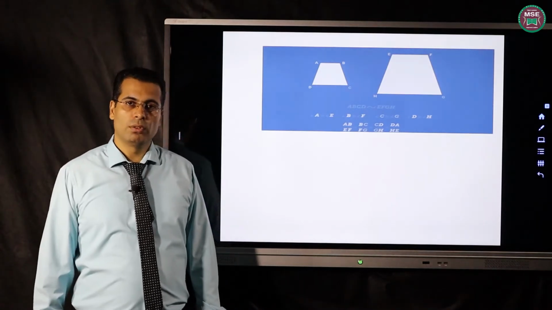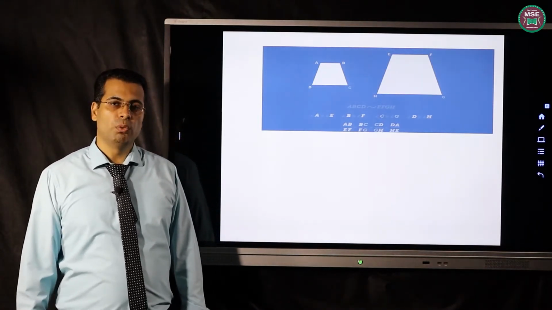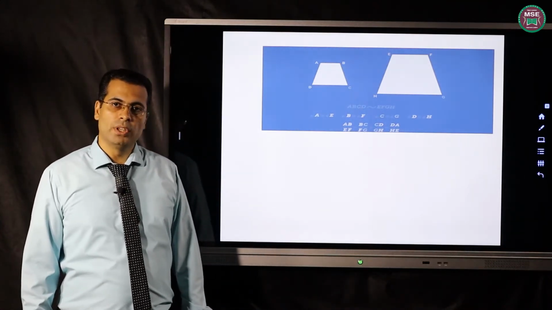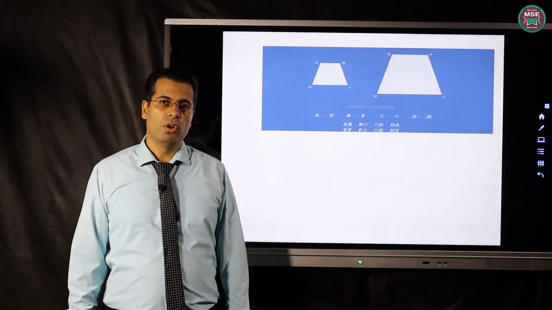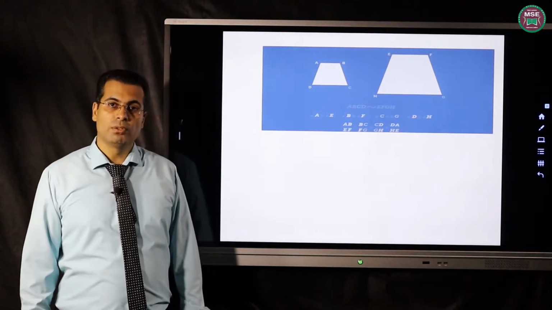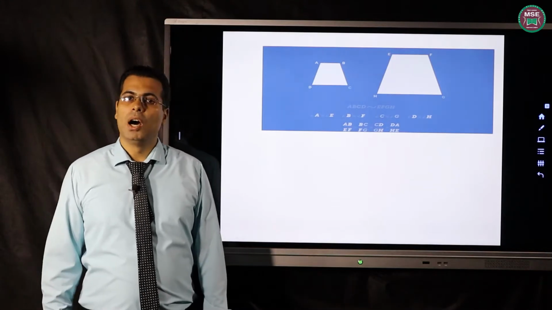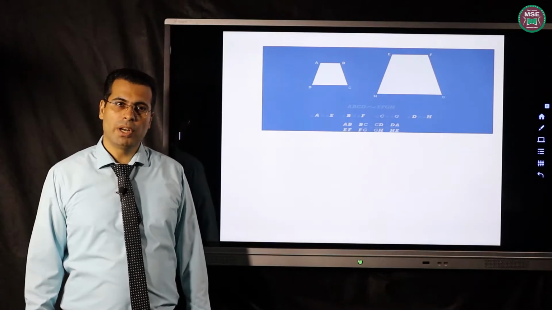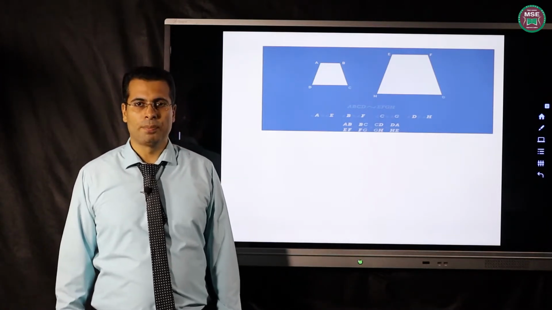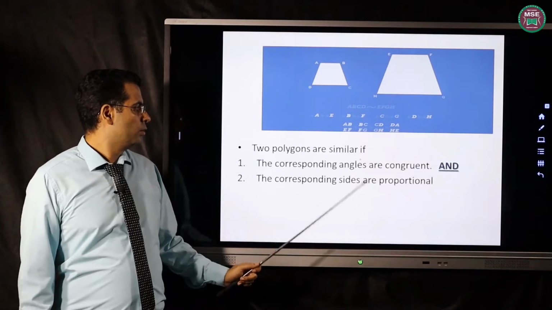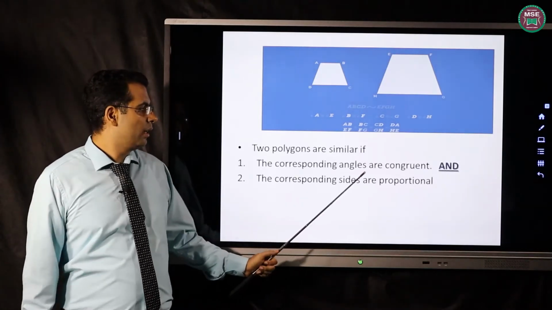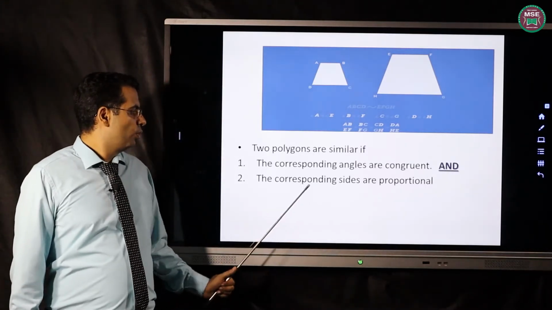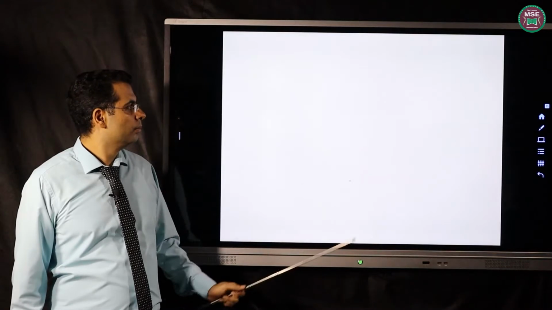Okay? The scale factor, if it's greater than 1, then we have enlargement. If the scale factor is smaller than 1, then we have reducing or shrinking. If the scale factor equals 1, then the two polygons are congruent. Therefore, any two congruent polygons are similar, but the converse is not necessarily true. Two polygons are similar if the corresponding angles are congruent and the corresponding sides are proportional.